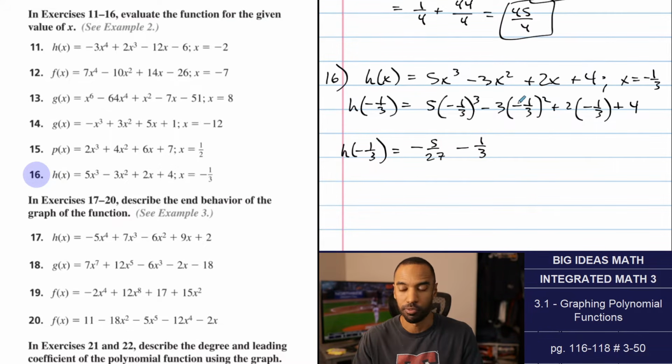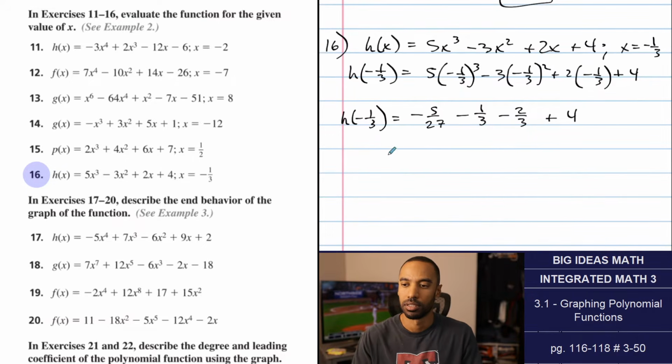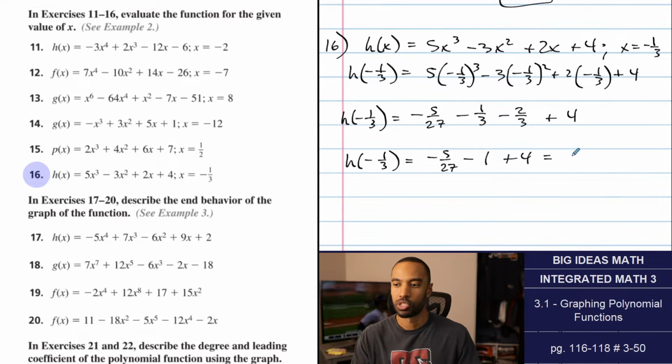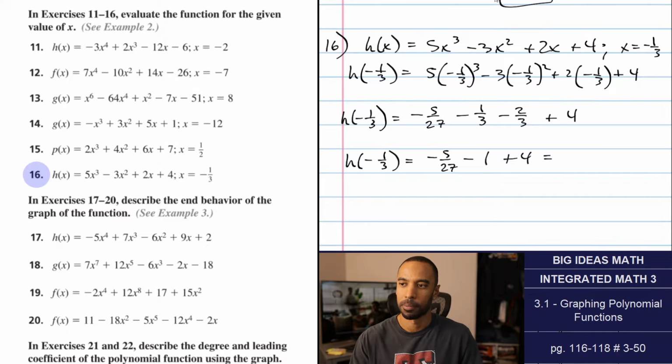Remember, you have to square it first before you do anything there. 2 times negative 1/3 is negative 2/3. See, that part cleans up. So plus 4. Negative 1/3 minus 2/3 is negative 3/3. That's negative 1. Okay, so just kind of prepping that. It's negative 5/27 minus 1 plus 4. Now, let me combine this negative 1 and the 4 first. Let's get 3. So negative 5/27 plus 3. Or 3 minus, how about I write it that way? 3 minus 5/27.